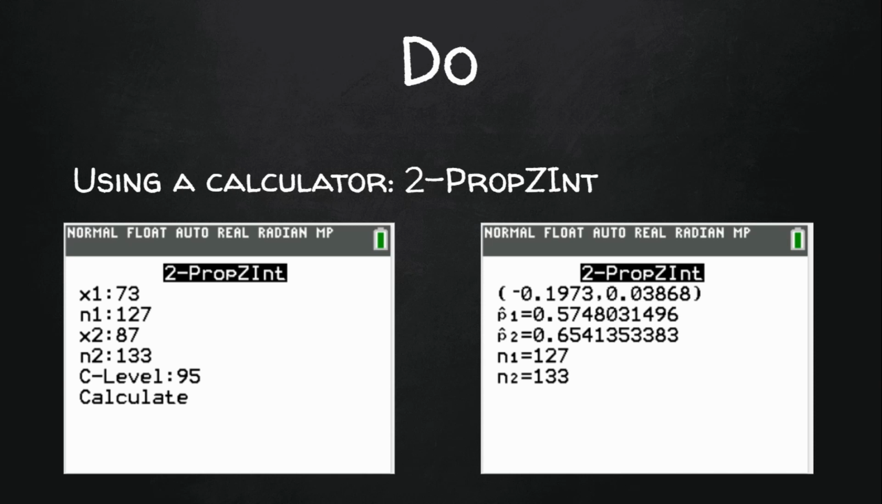Then it asks for x sub 2 and n sub 2. These are the numbers from our females. And then our confidence level here is 95. Once we hit calculate, we get a printout of the confidence interval with our p-hats and our sample sizes. Remember that if you're showing work here, you need to copy down this entire output, both your p-hats and your sample sizes, with the confidence interval that we get as our answer.